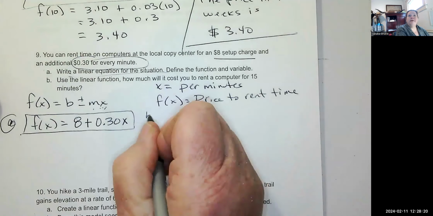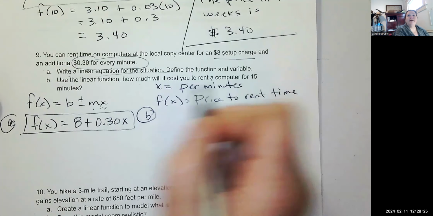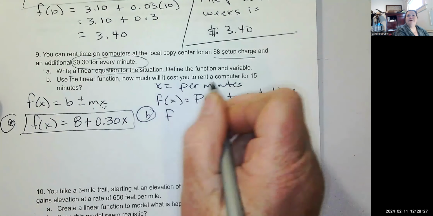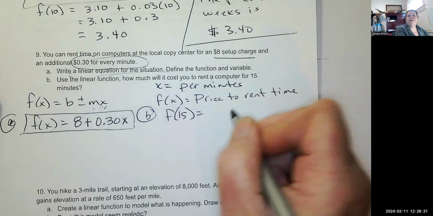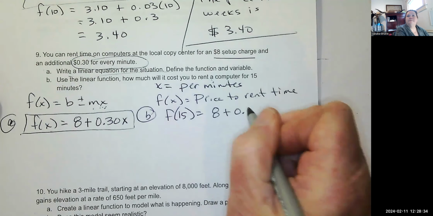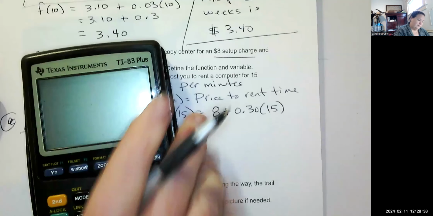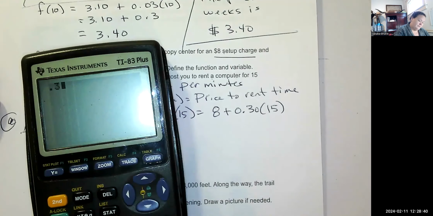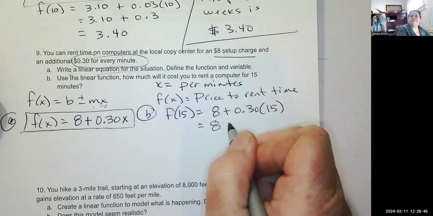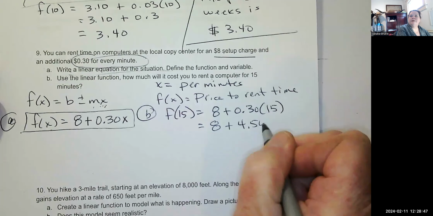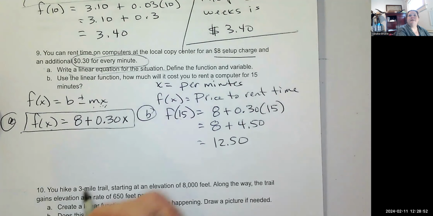And then B, use the linear function to find how much it will cost you to rent a computer for 15 minutes. Well, I said x is my minutes, so f of 15, I'm plugging in a 15 everywhere there's an x. All right, 0.3 times 15 is $4.50. So it's going to cost $12.50 to be on that computer for 15 minutes.